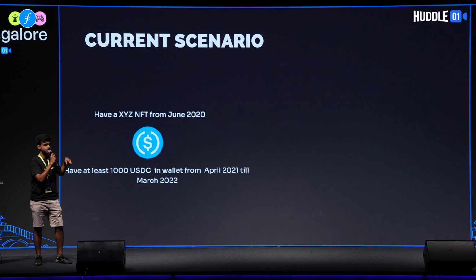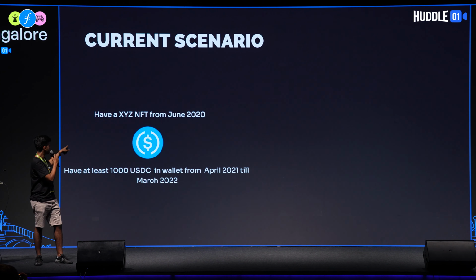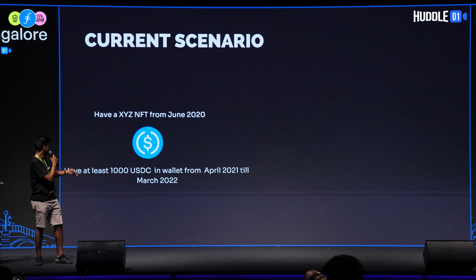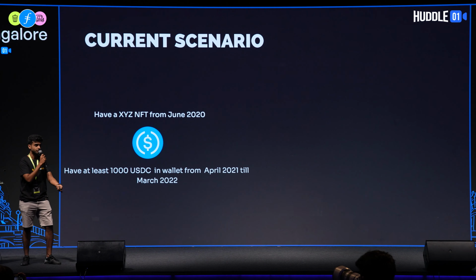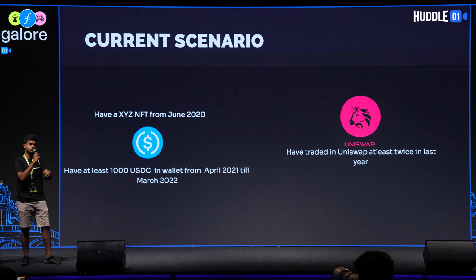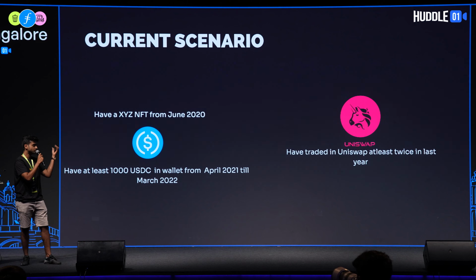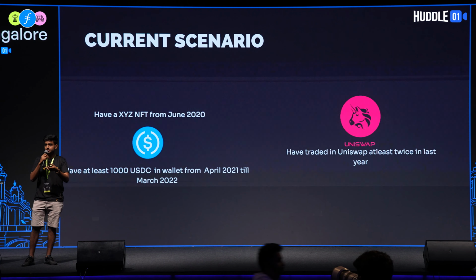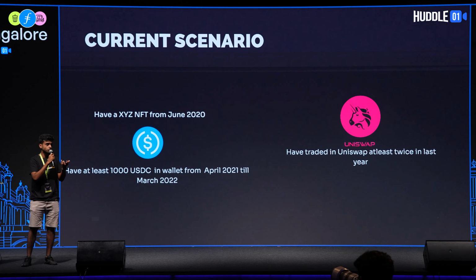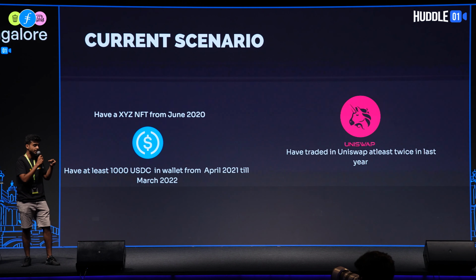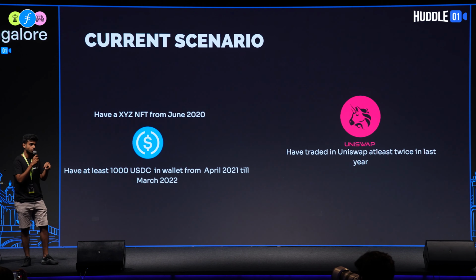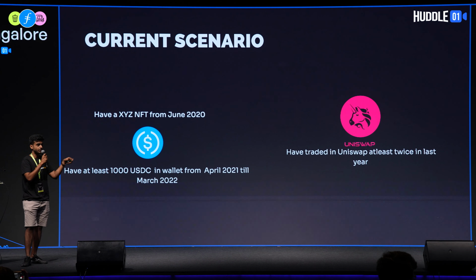Let's say we have a situation where the user needs to have an XYZ NFT from June 2020. He needs to have at least 1,000 USDC from a certain period of time to a certain period. And he also needs to make certain Uniswap transactions in a certain period of time. These are arbitrary conditions, but you get the gist. We need to provide these kinds of gated token mechanisms so that we can read the history of the blockchain and allow these users to enter the meetings.